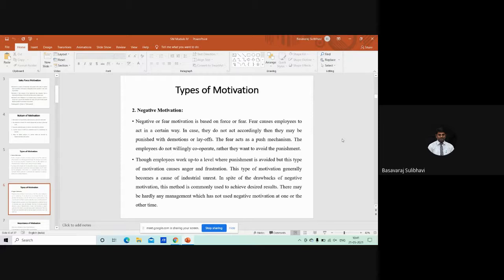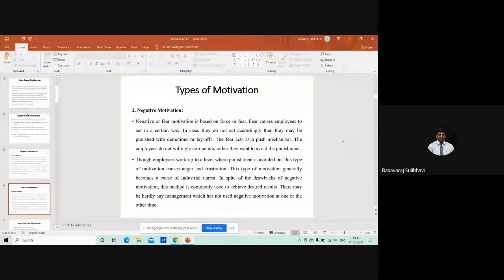Okay. But this type of motivation generally becomes a cause of industrial unrest. Okay, there will be a lot of conflicts and disputes. But remember, though this negative motivation has a lot of drawbacks, as we have studied, it is very commonly used in achieving desired results. If you see, almost the maximum portion of the organizations in any industry will be using this in getting the required results from the employees.